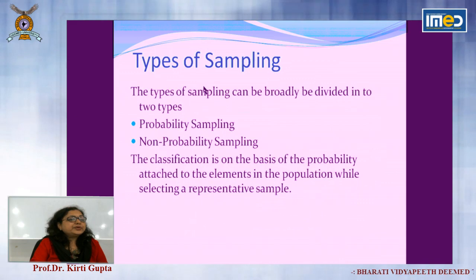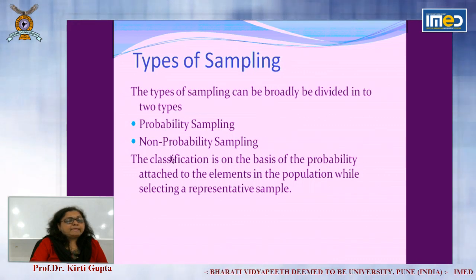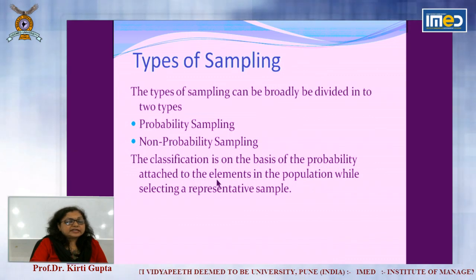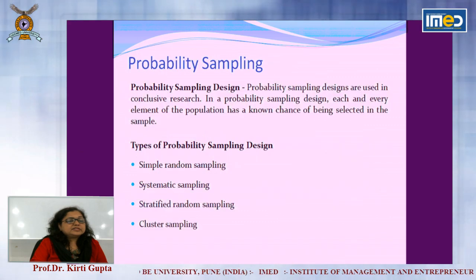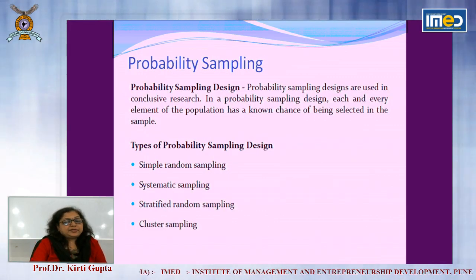Now, there are two types of sampling. One is probability sampling, the second is non-probability sampling. Now, how is this classified? It is based on the probability attached to the elements in the population while selecting a representative sample. Let us see what probability sampling is.